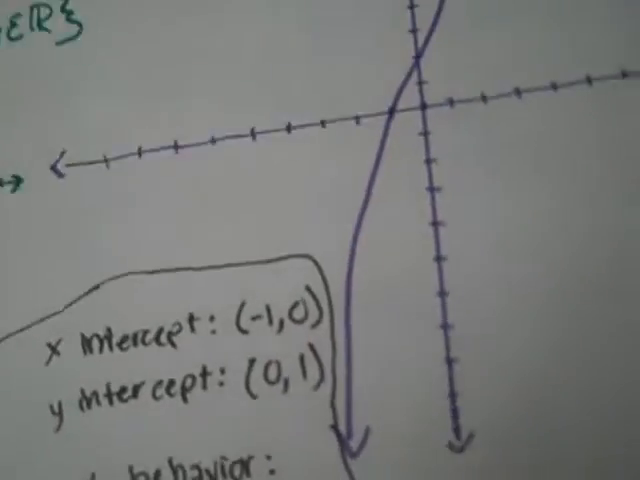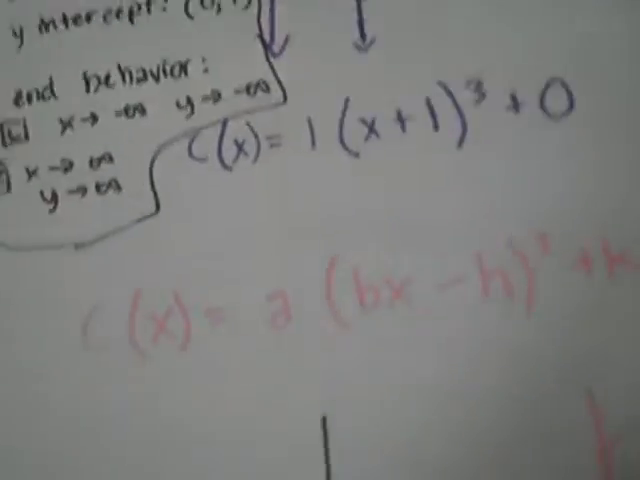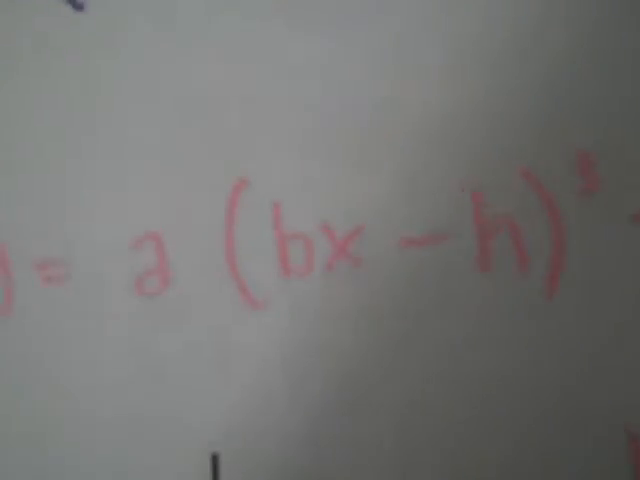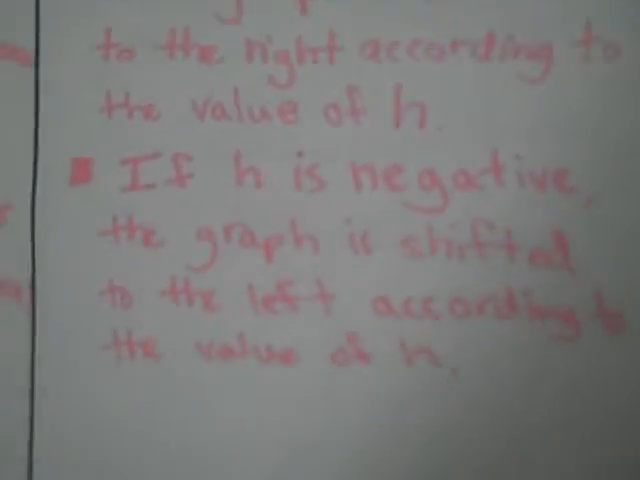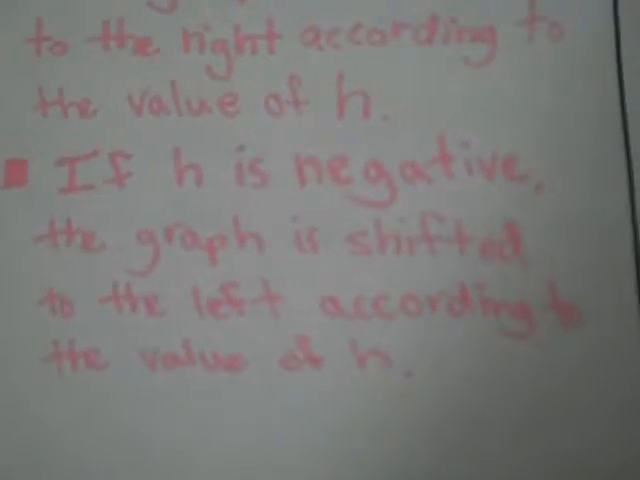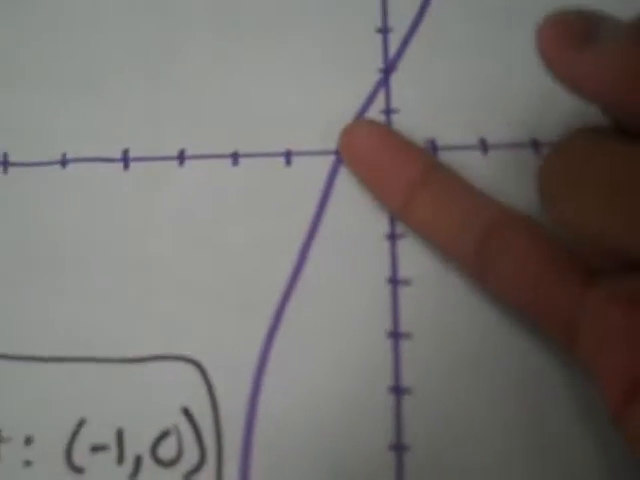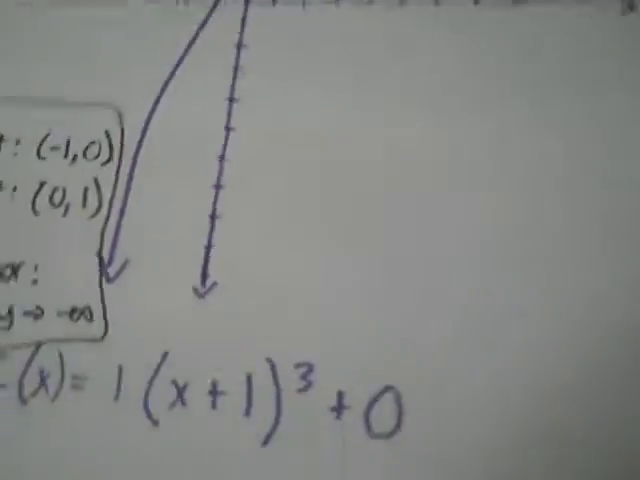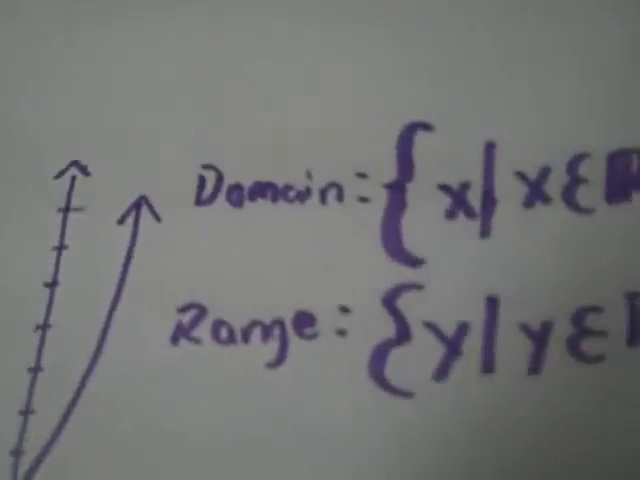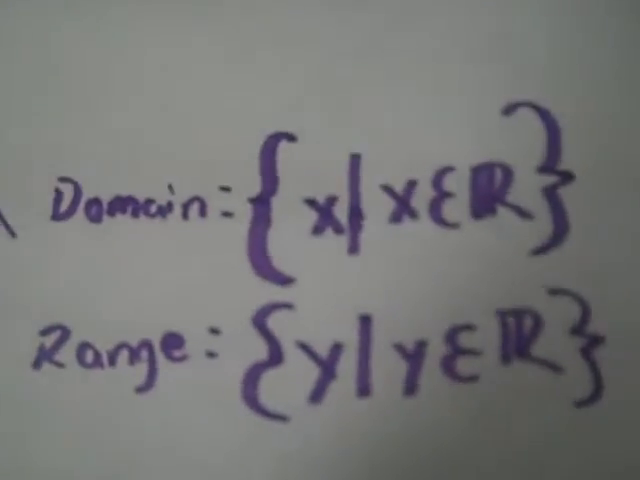In this graph, we altered h, and if h is positive, the graph is shifted to the right according to the value of h. If h is negative, the graph is shifted to the left according to the value of h. So in this graph, because h is actually negative 1 because it's minusing, we shifted the graph to the left. And the domain and range for this graph is x can equal all real numbers and y is all real numbers.